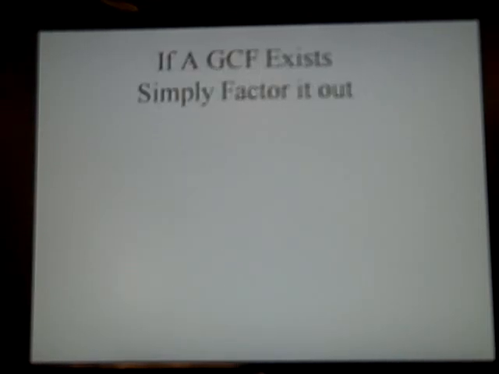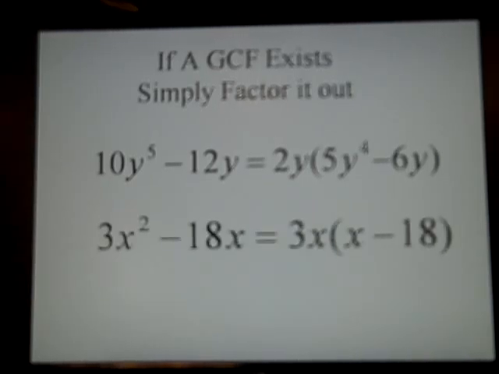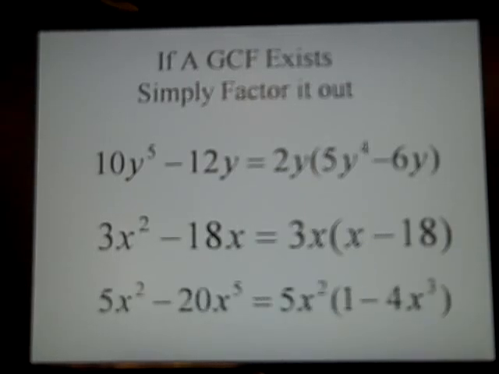If a GCF exists, simply factor it out. 10y to the power of 5 minus 12y equals 2y, parentheses 5y to the 4 minus 6, parentheses. 3x squared minus 18x equals 3x, parentheses x minus 6, parentheses. 5x squared minus 20x to the power of 5 equals 5x squared, parentheses 1 minus 4x cubed.